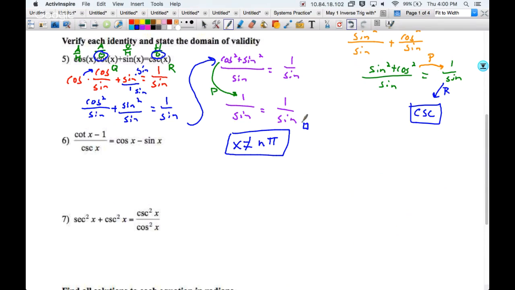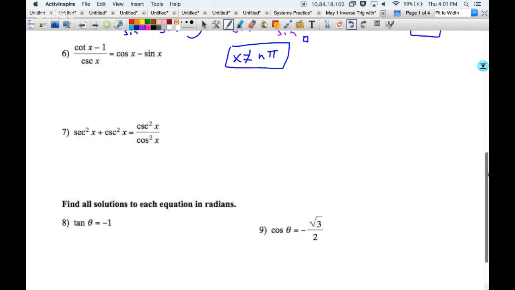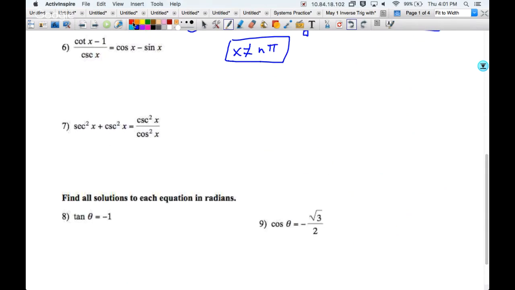Box there, little box there. All right, problem number 6. How am I going to verify this one? Well, I don't see a spot where I can obviously apply the Pythagorean or do any canceling. So let's decompose into sine and cosine.